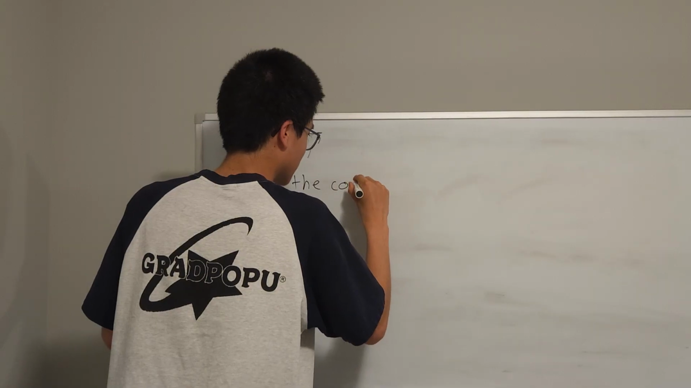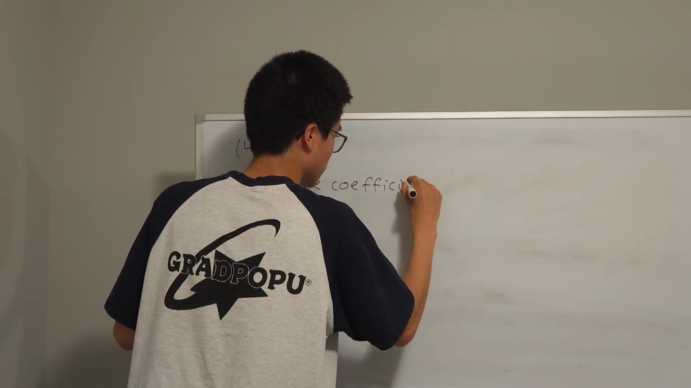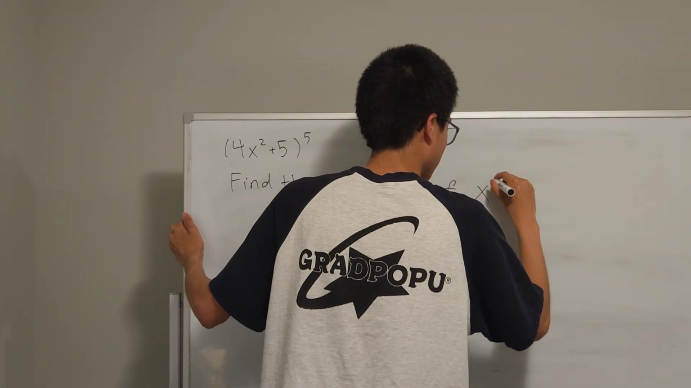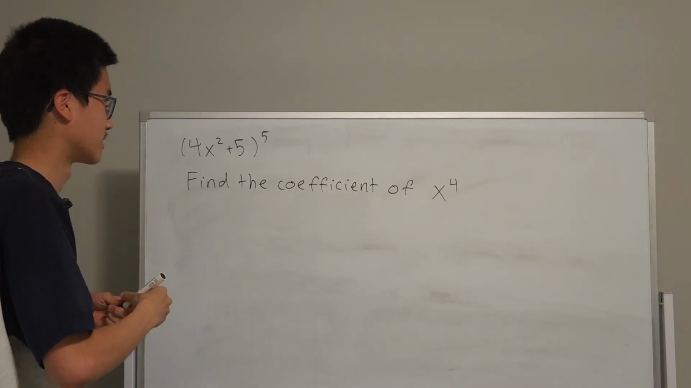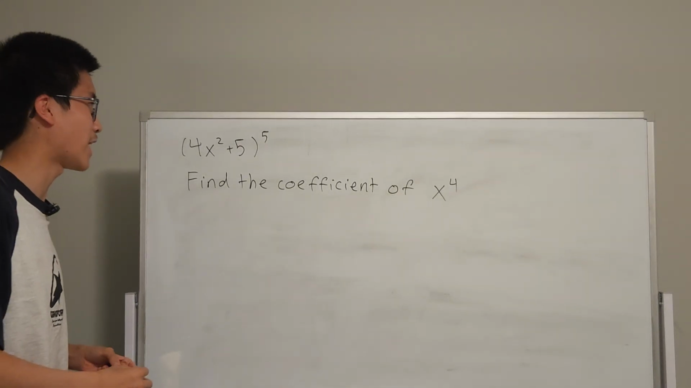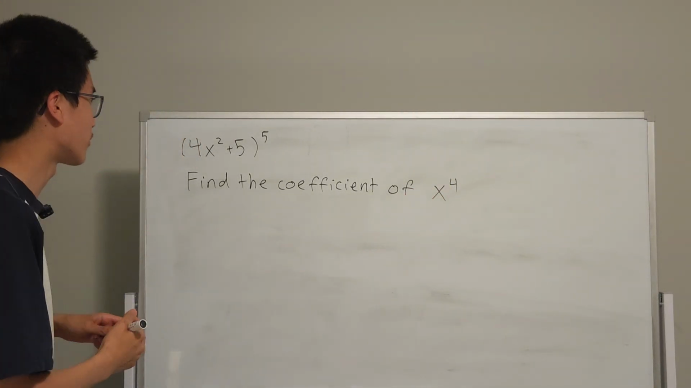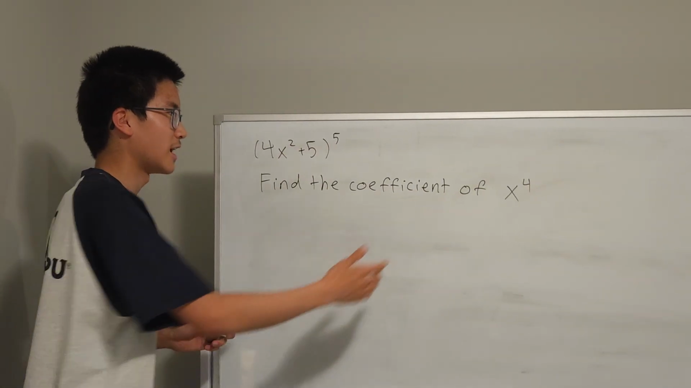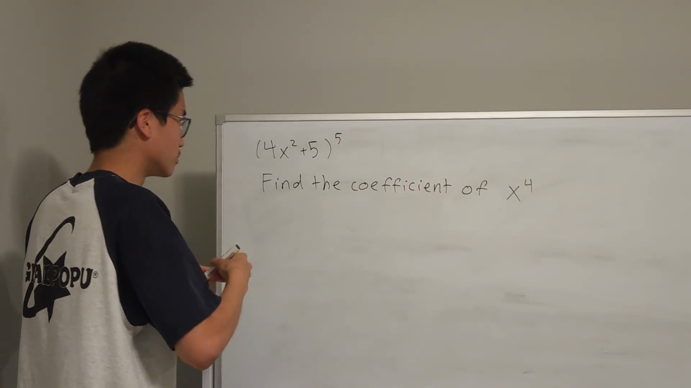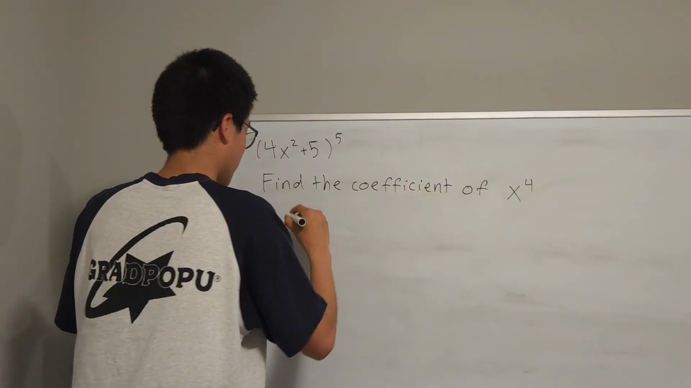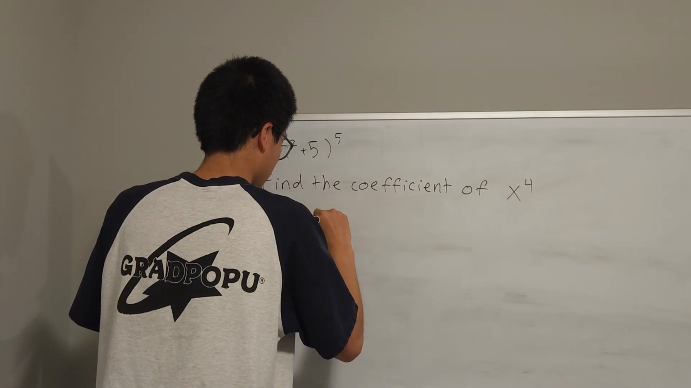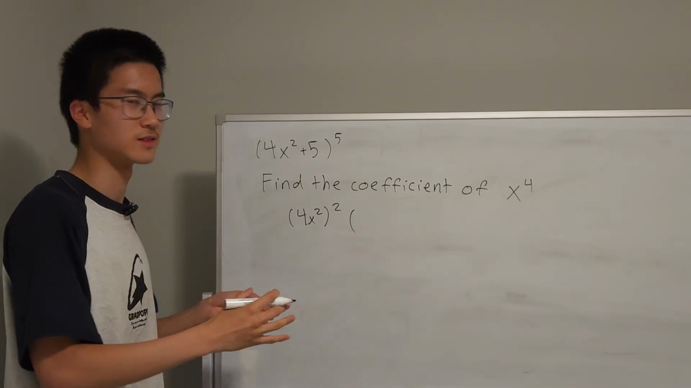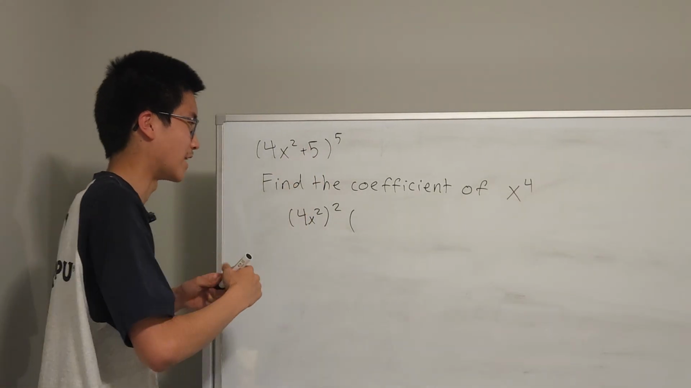of x to the 4, right? But once again, you're just going to ask yourself, how can I produce x to the 4? Well, imagine that this is just 5 copies of 4x squared plus 5. How do I even get x to the 4? Well, I have to choose 4x squared 2 times, so I have to do this twice, right? And then, because there's 3 more to choose, we have to choose 5 for the rest, right?